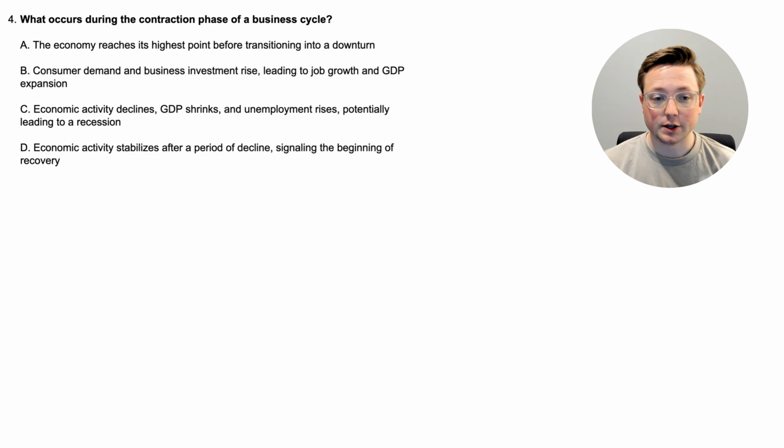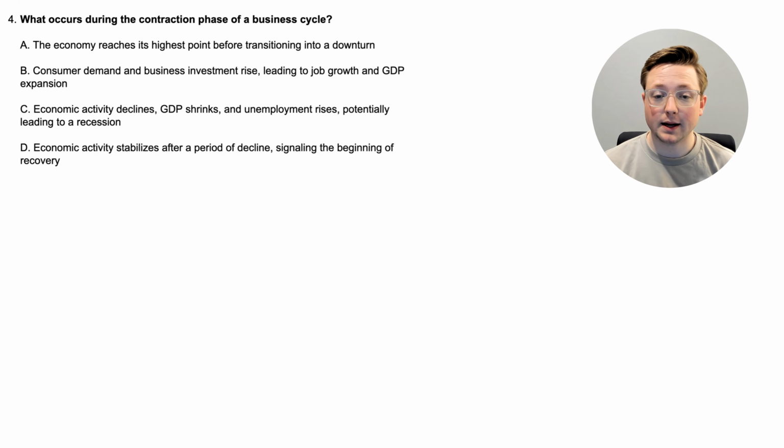Okay, here we are at question 4. What occurs during the contraction phase of a business cycle? So based on the previous question, you can probably kind of figure this one out pretty easily, but let's walk through the options anyway. Option A, the economy reaches its highest point before transitioning into a downturn. We literally just talked about that. That's the peak.